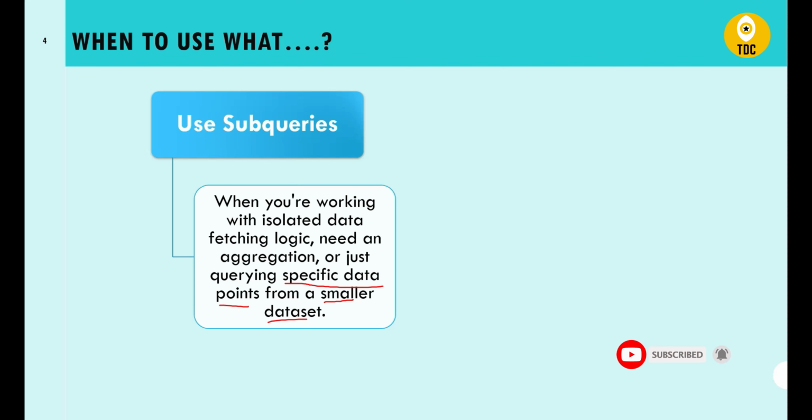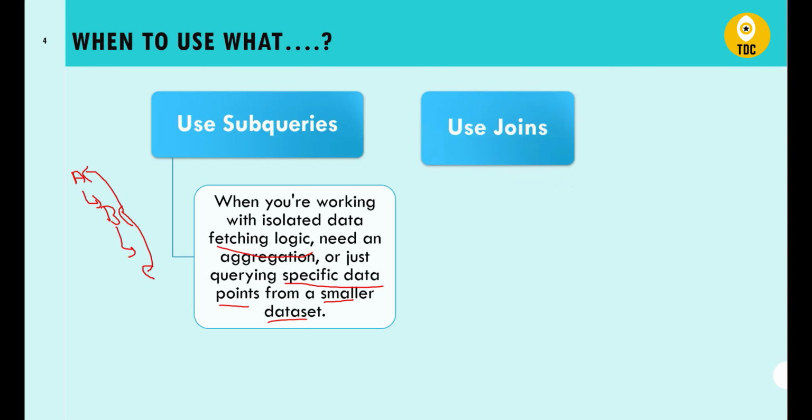Like previously, we were just looking for the department ID. And you need aggregation or just this thing. Working with isolated data fetching logic. Isolated means, as I said, there is a B query and then a C query, right? So all this logic is isolated, so there is no dependency. C is just executing something and giving something to B, and then B is executing and giving something to A. These are isolated logics, unlike joins, where you have the parallel logic which executes, right?